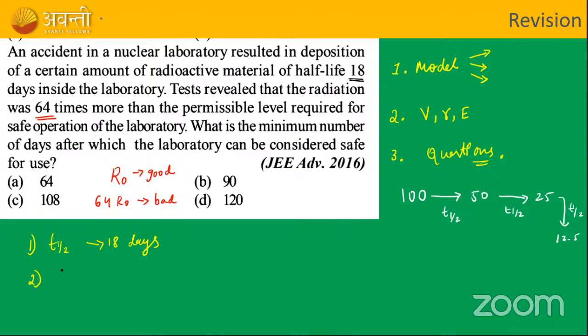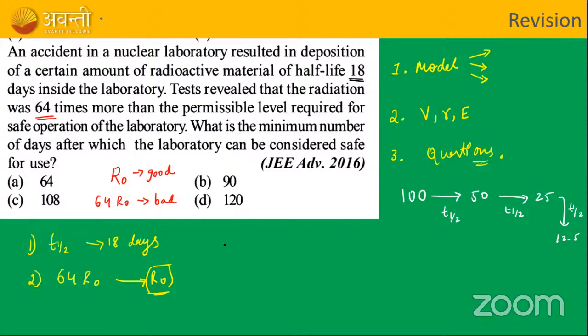The second parameter which is given is the permissible level, R naught, and we currently have 64 times R naught. It's 64 times dangerous now. If I go from 64 R naught to R naught, then it's permissible. I can stay in this room without any problem, right? So how do I go from 64 to R naught?